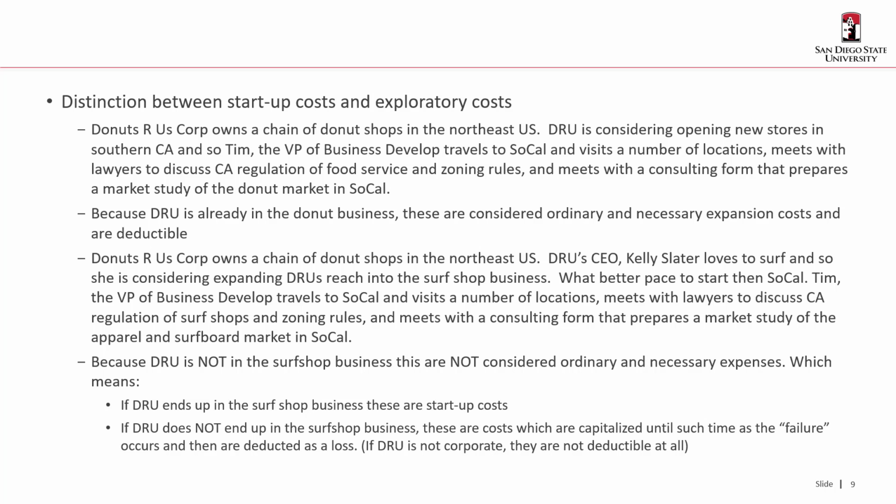They're simply expanding. But let's say in this second example that instead Donuts R Us, same thing, donut shop in Northeast, but the CEO, Kelly Slater, loves to surf. And so she's considering expanding DRU's reach into the surf shop business. And of course, what better place to start your surf shop business than Southern California? So they send Tim into Southern California, and he does the same sort of activities, except they're associated with starting a new surf shop business here, not a donut shop.